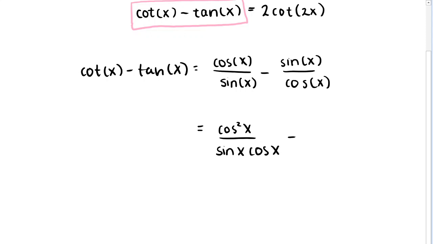And then let me multiply the second fraction by, this needs a factor of sine in the denominator. So here let me multiply by sine of x over sine of x, giving us sine squared of x over, I wanted to write cosine squared of x, but that would be wrong, right? We want sine of x times cosine of x in the denominator.